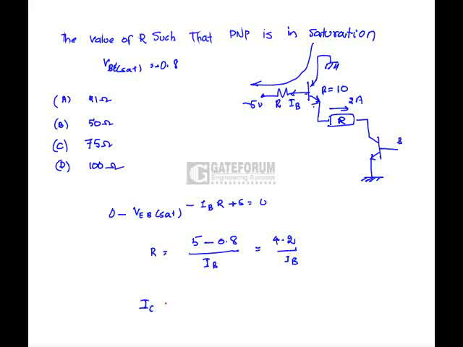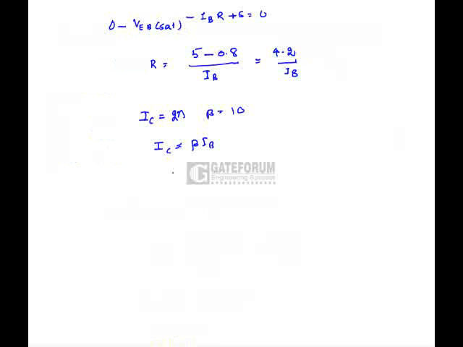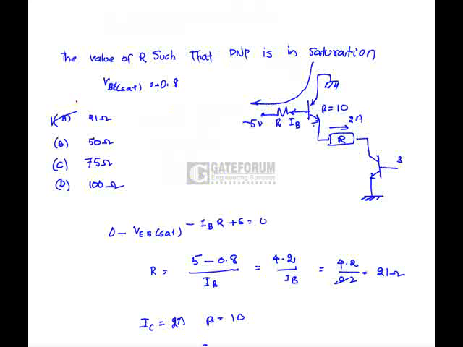Here IC is given as 2 amps, beta is given as 10. We know in saturation IC is nothing but beta times IB. So IB is nothing but 0.2 amps. If we substitute, 4.2 divided by 0.2 is nothing but 21 ohms, hence option A is correct.